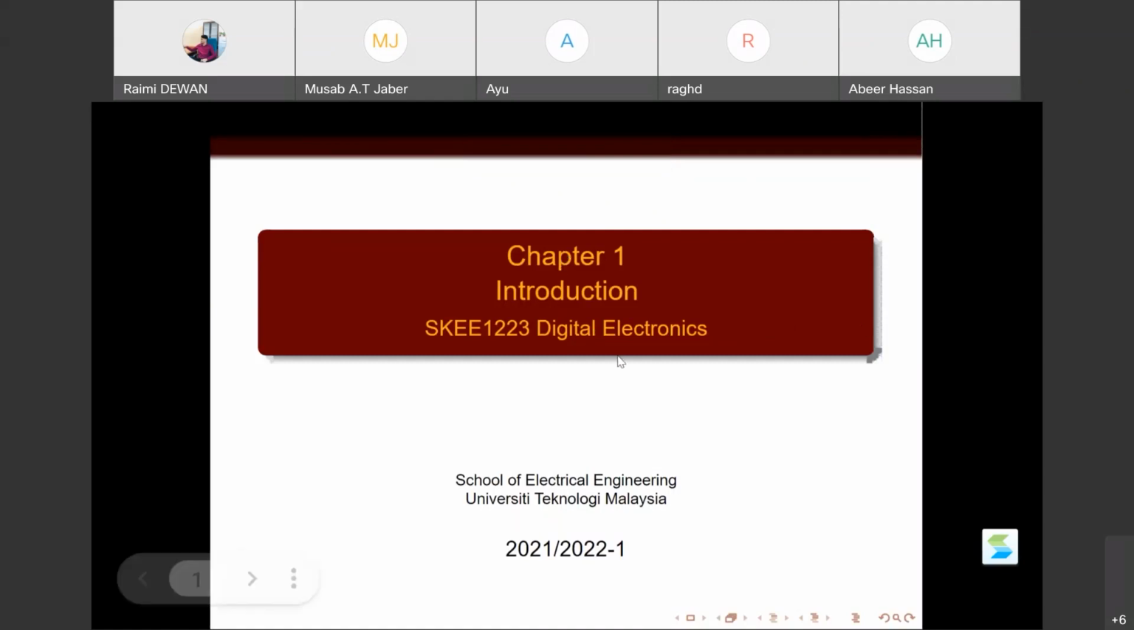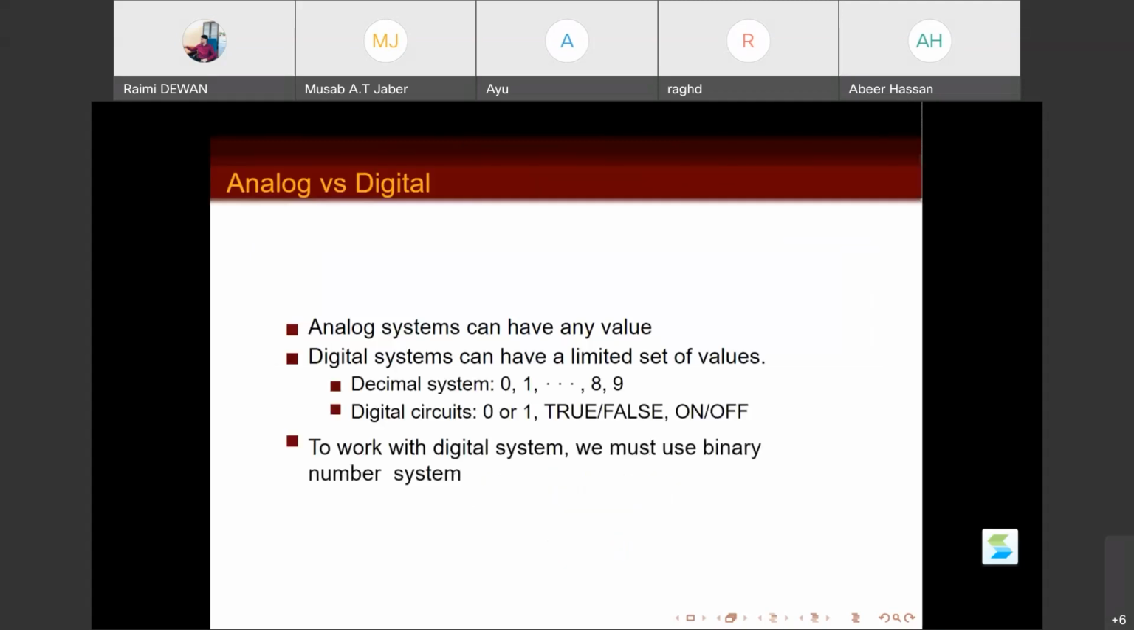Chapter 1, introduction to digital electronics. Please watch the link that I gave you before coming to class. If you didn't watch it today, it's okay because you just entered the class. I understand. So this is analog versus digital. An analog system can have any value, just like I told you, 1.1, 1.2, 1.3, or even 1, 2, 3, 4.5, 4.7, any value, because analog is the real world value.